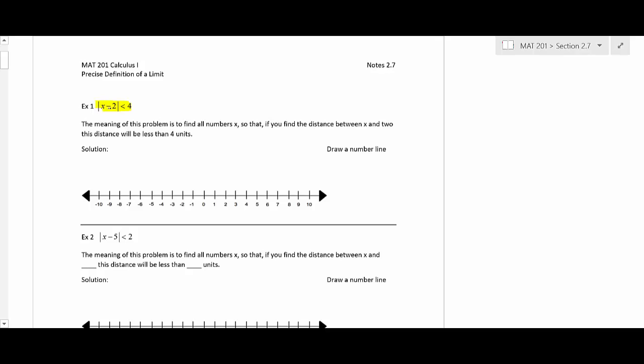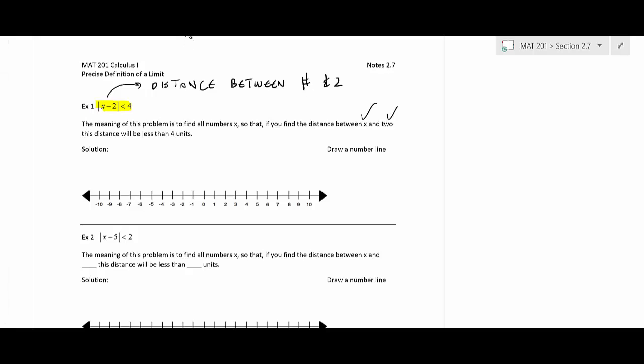So if you had the absolute value of x minus 2 is less than 4, the meaning of this problem is to find all numbers x so that if you find the distance between x and 2, the distance will be less than 4. This is just the distance, and remember, an absolute value is a distance. When you subtract two numbers and take the absolute value, you get a distance. So that's the distance between an unknown number and 2, and that's going to be less than 4.